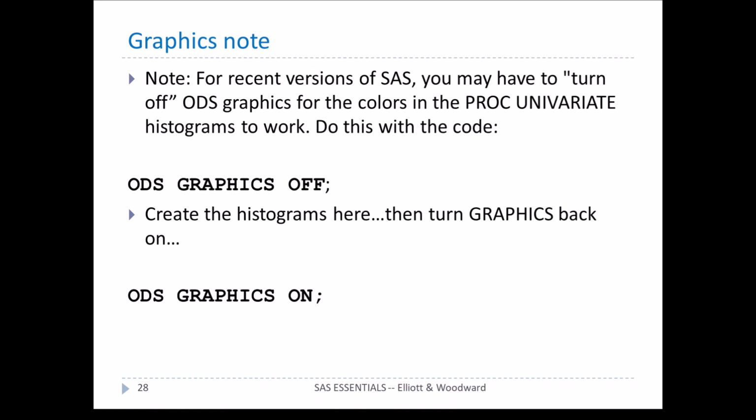All right, before we look at any more examples in histogram, let me just make a statement about the graphics. For recent versions of SAS, you may have to turn off ODS graphics for the colors in PROC univariate histogram to work. They may solve this issue at one point, but if you run these examples that request color but the colors don't come out, then before you do the PROC univariate, do an ODS graphics off, and then later do an ODS graphics on, and in my experience that allows the colors to work.